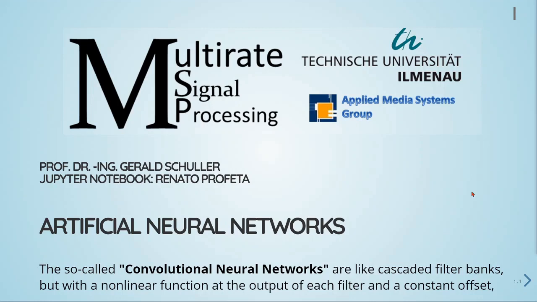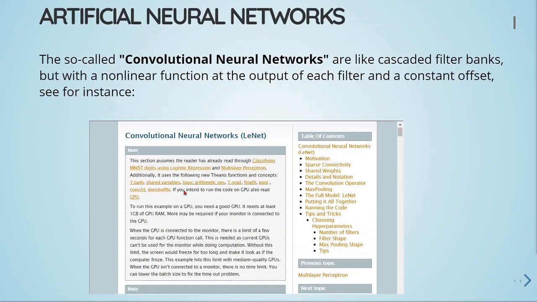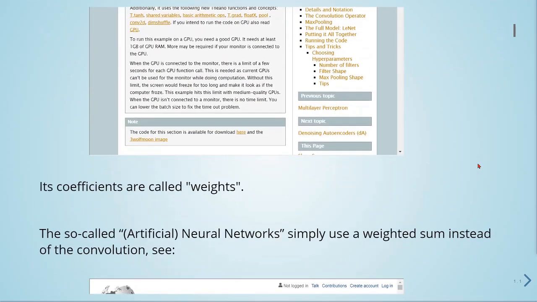I am Renato, the instructor for these online materials, and in this tutorial we'll talk about neural networks. So-called convolutional neural networks are like cascaded filter banks, but they have a nonlinear function at the output of each filter and a constant offset. You can read more about convolutional neural networks in this tutorial from the internet.